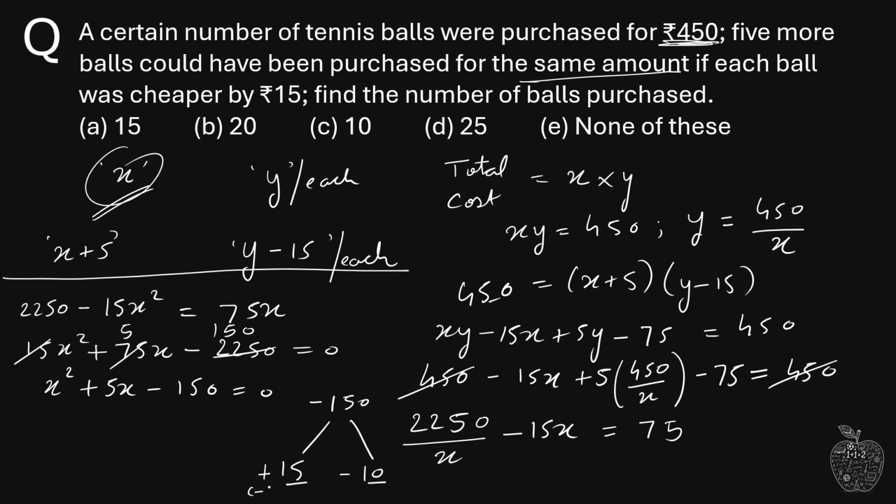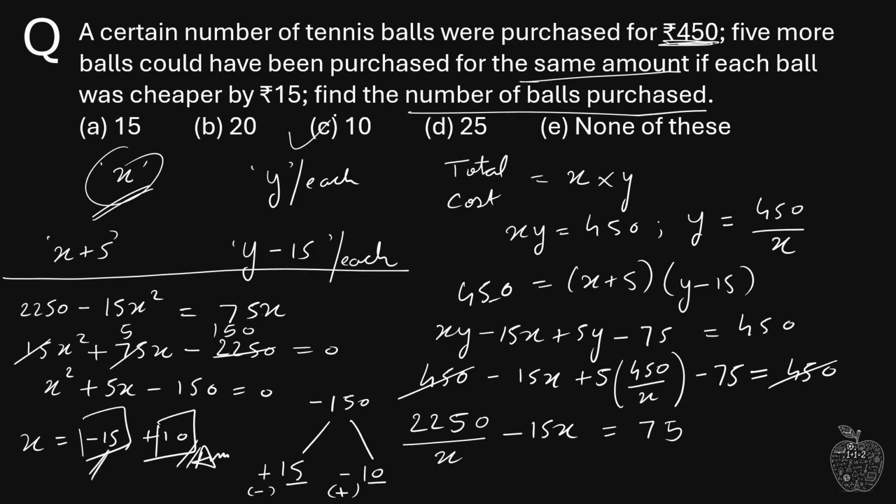What I'll do is simply reverse the signs and I'll get my roots. So I'll get the roots as minus 15 and plus 10. Now here we are talking about the number of balls purchased, and the number of balls purchased cannot be negative. So that means this plus 10 is our required answer. So here option C is the correct one.